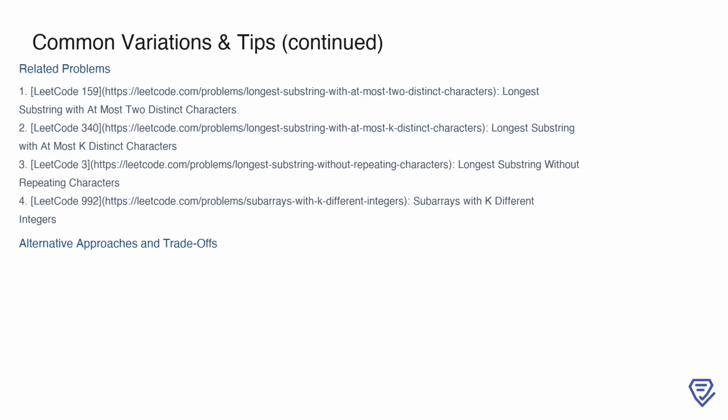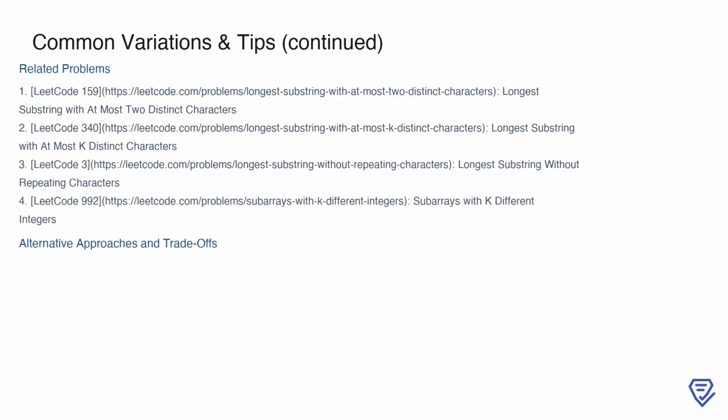Another variation is problem 3, where the goal is to find the longest substring without any repeating characters. Finally, problem 992 deals with subarrays containing exactly k different integers, which introduces a slight variation in constraints. Exploring these problems helps you recognize patterns and adapt solutions to different scenarios.